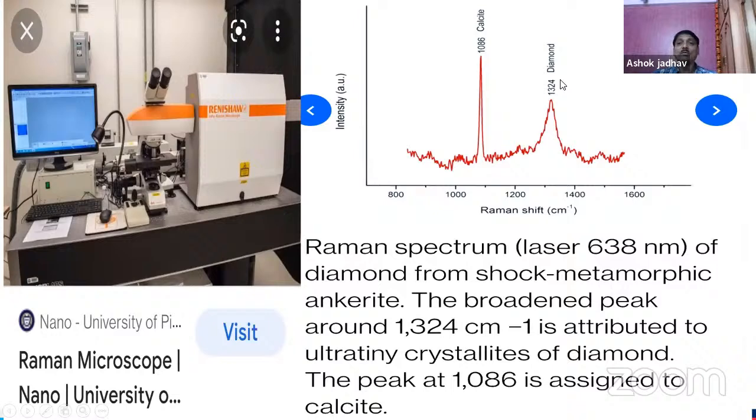So here I have given the spectra which is observed by using the laser of 638 nanometer for diamond. So for diamond, the Raman scattered peak is at 1324 per centimeter, while that of the other material, the calcium, has a different peak. So you can observe the clarity, the percentage that is contained in that rock, whether it is a diamond or not. So the fake diamond and the naturally occurring diamond, their purity can be checked by the Raman spectrophotometer.